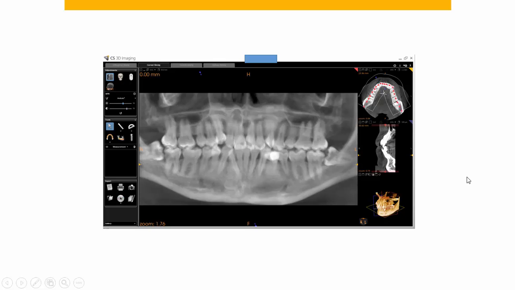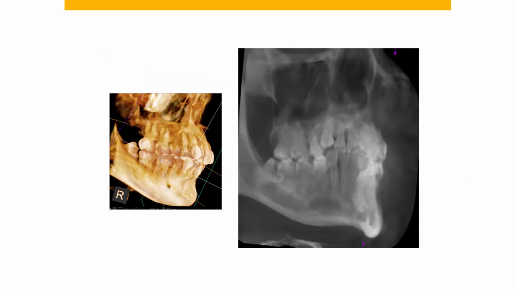It's impossible to evaluate the bony support for individual teeth using a Panorex or a cephalometric X-ray. With all the superimposition of the structures, you can't determine the bony support for individual teeth using those two-dimensional radiographs. It's just impossible.